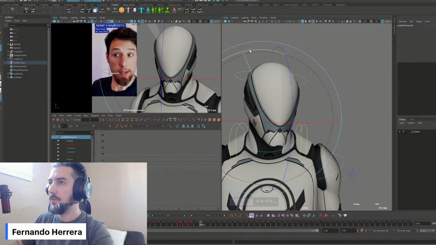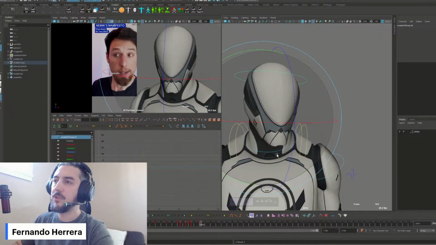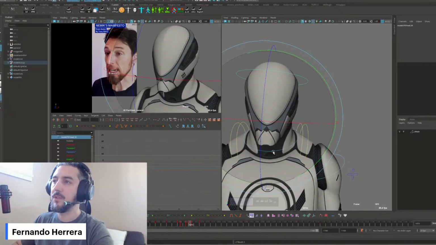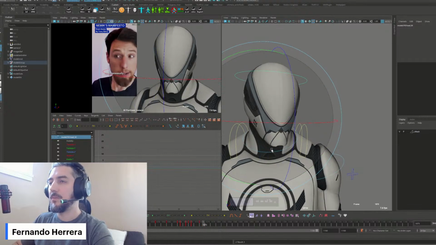Oh, one thing I forgot to say, quick tip. In this case, I'm using pretty much the same angle and camera as the reference. Sometimes you can't. Sometimes you're going to have a great reference.